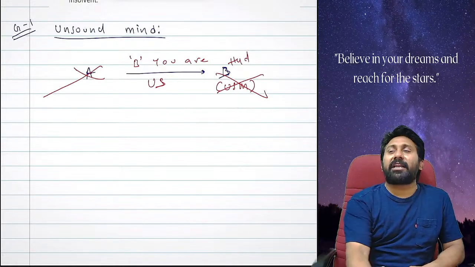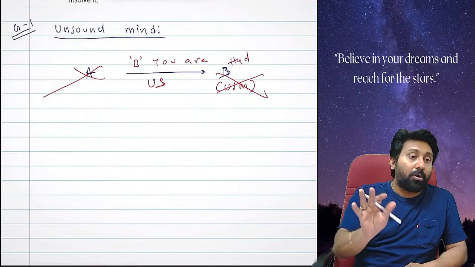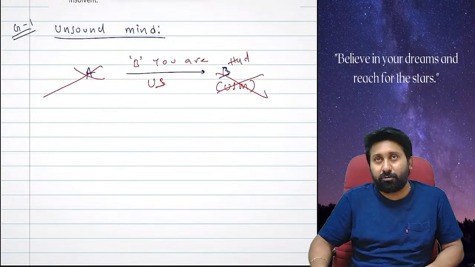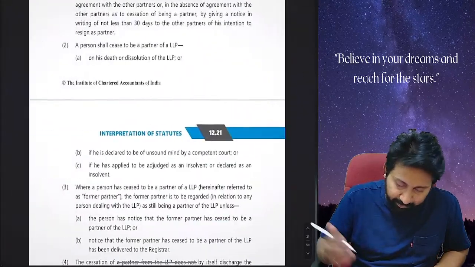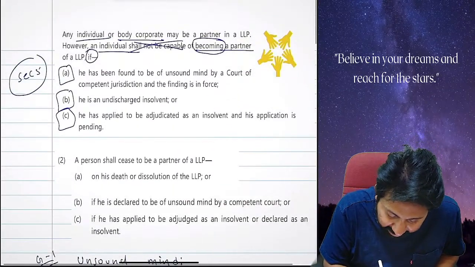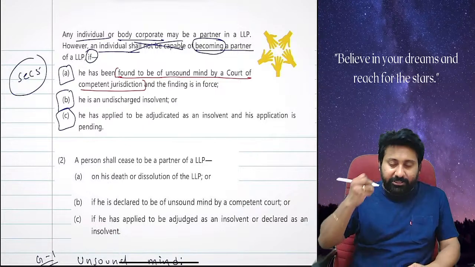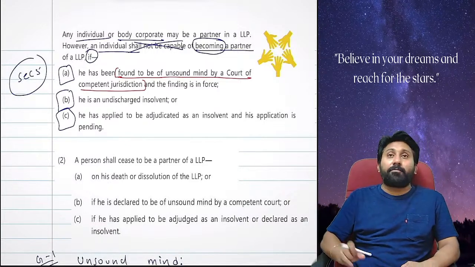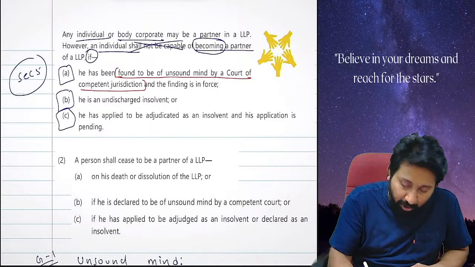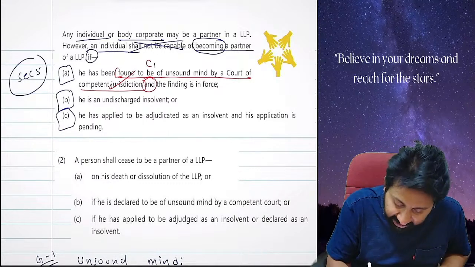So, Mr. A, Mr. B, Mr. C should not declare. Court should declare. Which court? Any court of competent jurisdiction only should declare that he is a person of unsound mind. That's number one. That is the relevance to the word. He has been found to be unsound by a court of competent jurisdiction. So, he should be found to be of unsound mind not by you and me, but by a court of competent jurisdiction. Not only that, and this is condition 1.